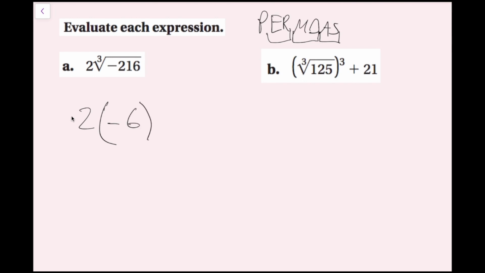Now I just have to multiply 2 times negative 6, and that's going to give me negative 12. So now we're done with part A.